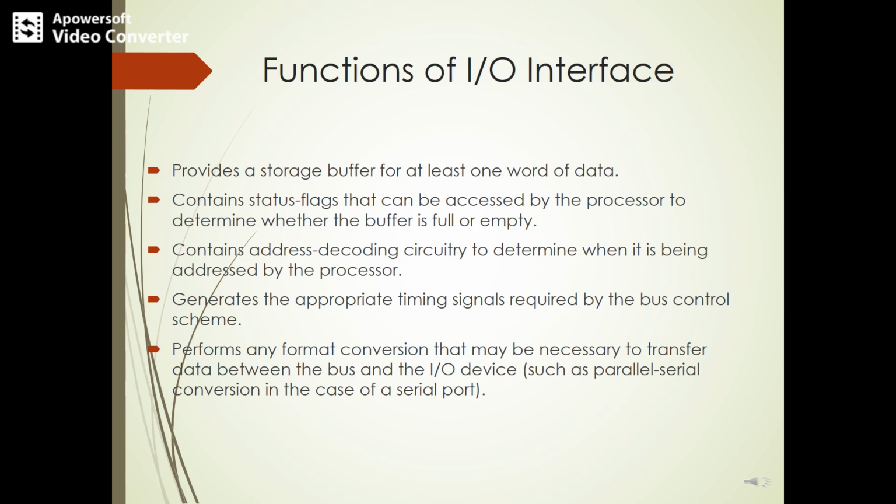Functions of I/O interface. It provides a storage buffer for at least one word of data. It also contains status flags that can be accessed by the processor to determine whether the buffer is full or empty. It also contains address decoding circuitry to determine when it is being addressed by the processor. It also generates a set of timing signals which are required by the bus control scheme. It also performs format conversion, that means parallel to serial or serial to parallel conversions.